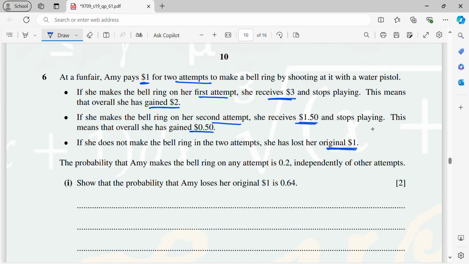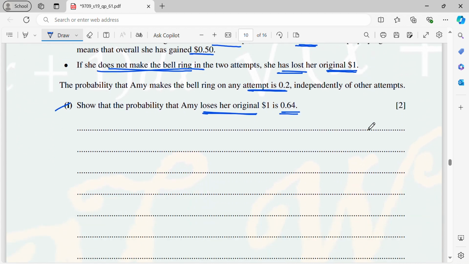Now, because $1 for 2 attempts, the probability that Amy makes the bell ring on any attempt is 0.2 independently of other attempts. First part, show that the probability that Amy loses her original $1 is this. So when she loses, it means that she does not make the bell ring in both attempts. So first, your probability of making the bell ring is 0.2. That means this is a probability of success. Therefore, the probability of failure, meaning does not ring the bell, is 1 minus 0.2, which is 0.8.